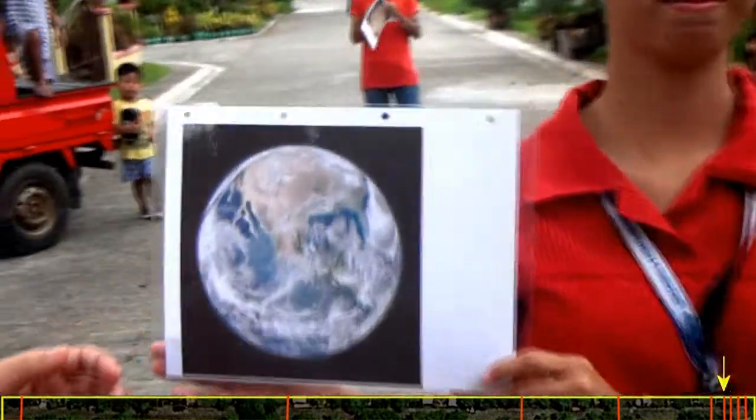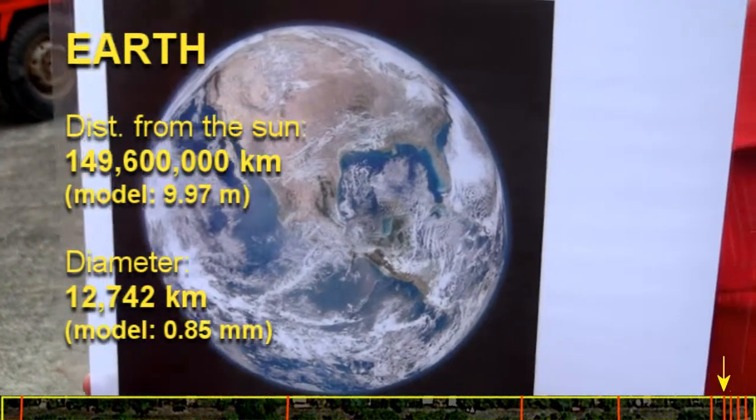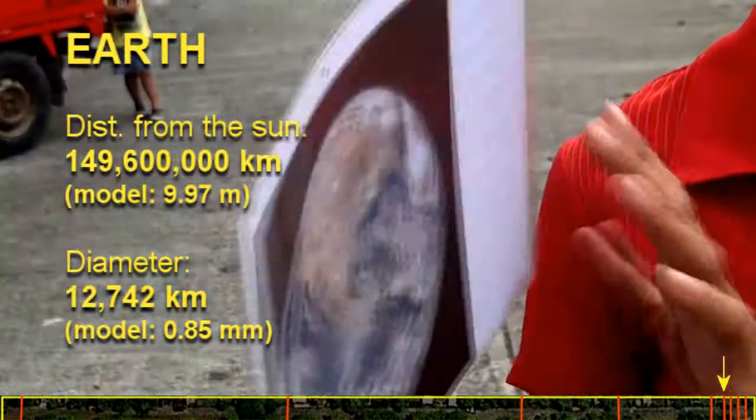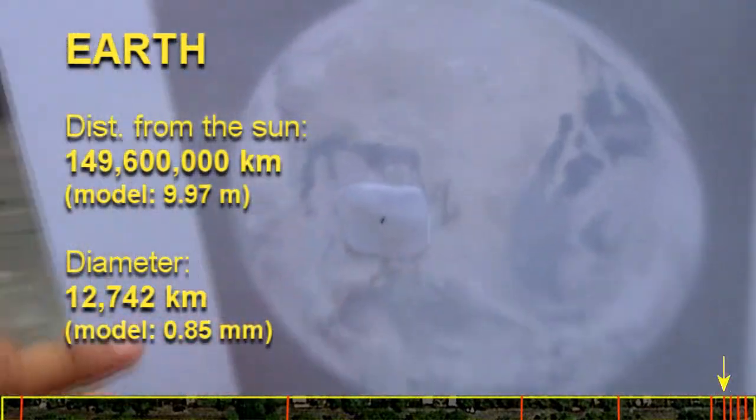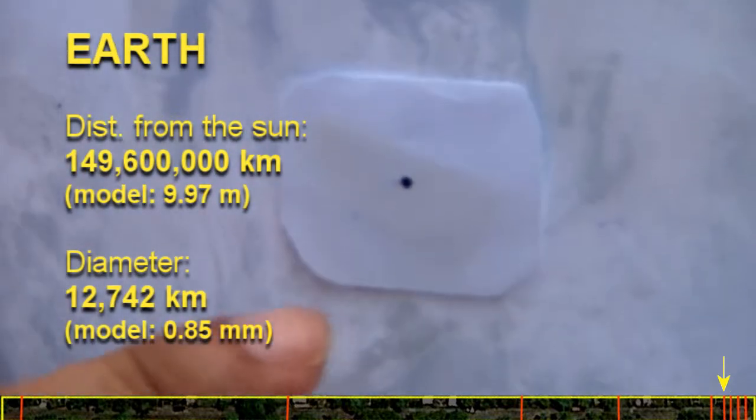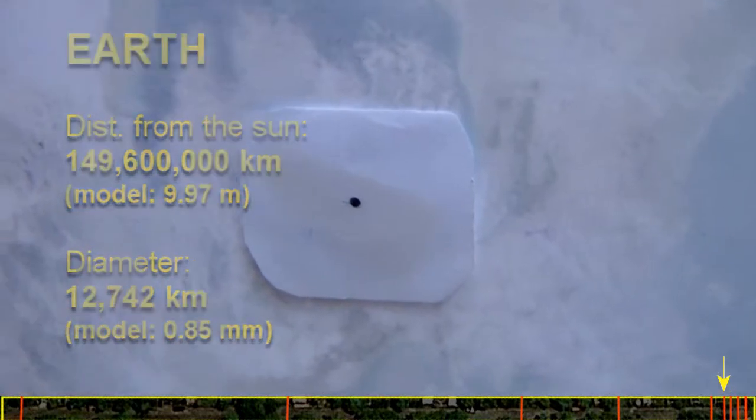Here's a picture of the third planet, our own planet, the planet Earth. Again, we're only looking at a picture of the Earth. But the actual size of the Earth at this scale is... Let's turn the picture around to see it. That's the size of the Earth. The size of the Earth is just 0.85 millimeters. That's the size of the Earth if it's this far from the Sun.